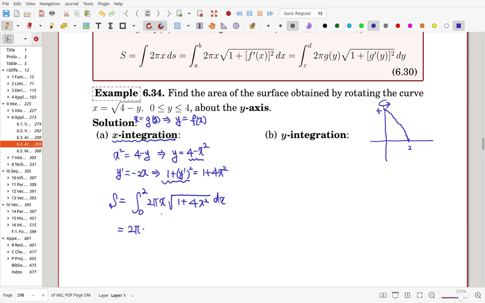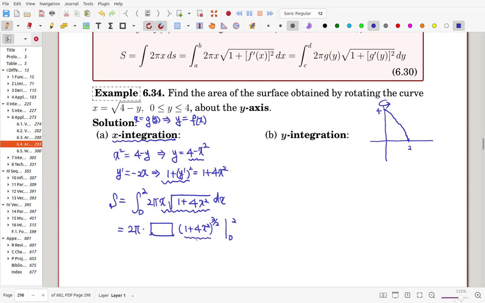From this one, 2 pi is there. And then for that portion, let's try to find the antiderivative. We'll have a coefficient, and then there must be 1 plus 4x squared to the power 3 over 2. Of course, evaluation must be from 0 to 2. We have to decide this coefficient.